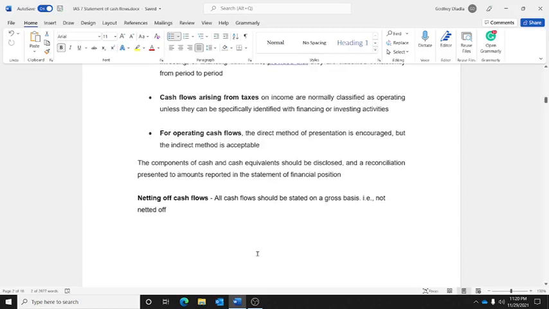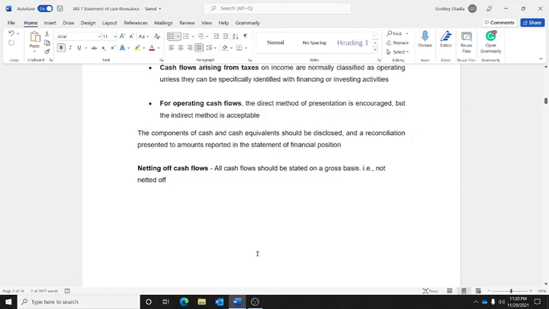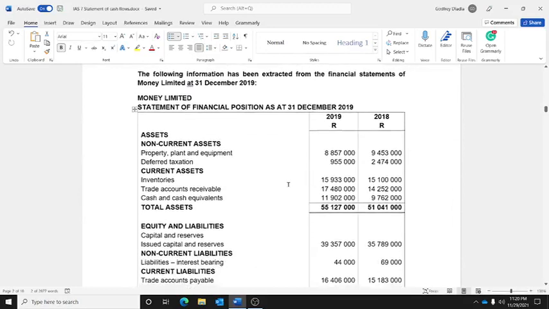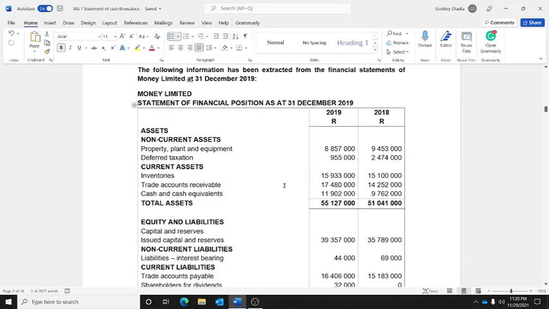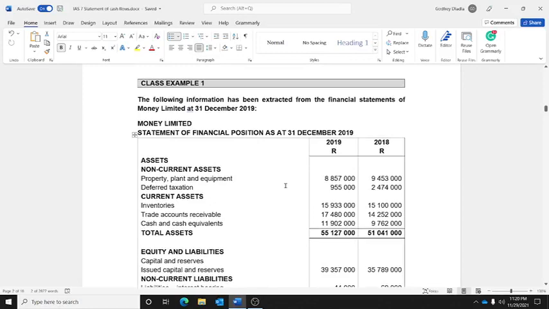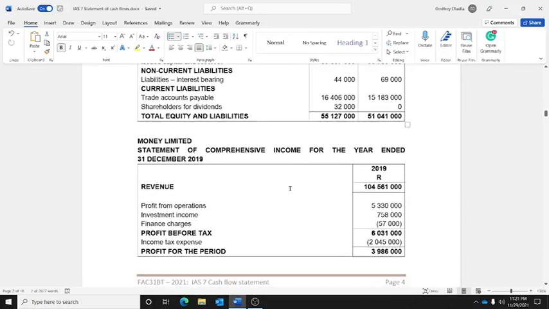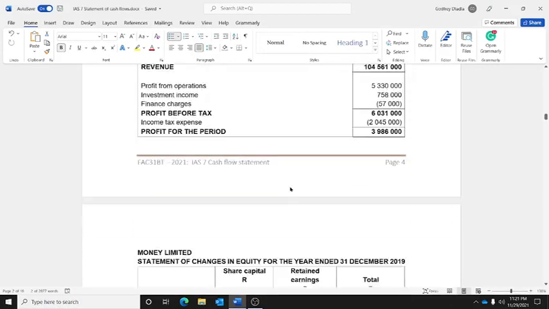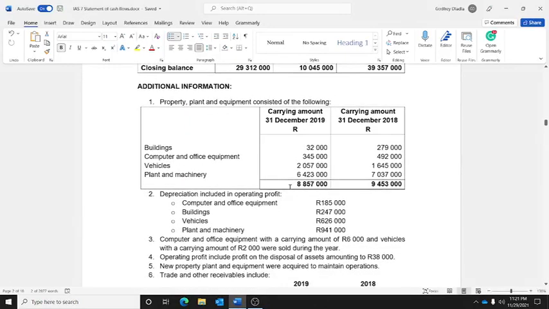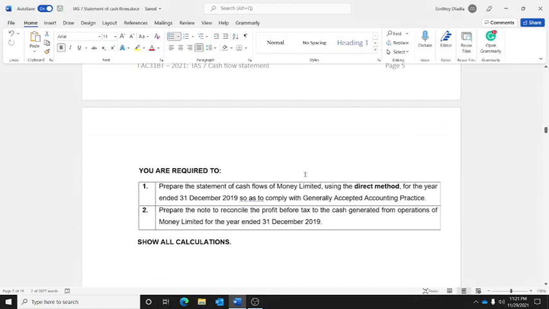Netting off of cash flows. All cash flows should be stated on a gross basis, meaning you don't offset. That's what they are saying. Now let's look at class example 1. Right. We've got class example 1, which is Money Limited. And you've got your statement of financial position presented there, and your statement of comprehensive income also presented there. Then our additional information is stated. Right. What are we required to do? We're required to do the statement of cash flow using the direct method. And secondly, to prepare the note to reconcile the profit before tax to the cash generated from operations.